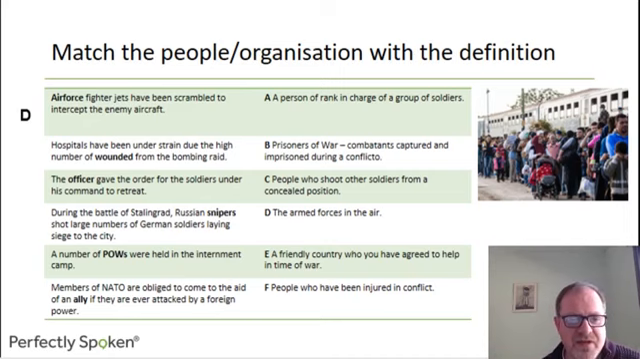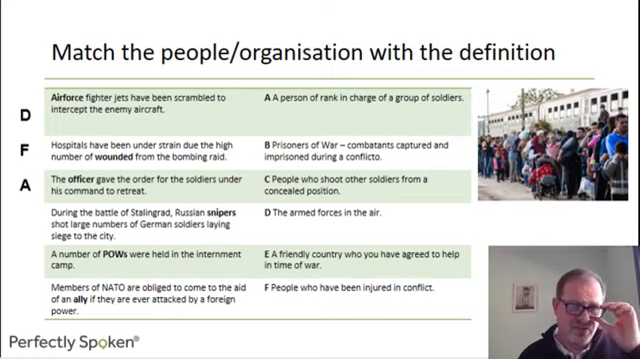Okay, hospitals have been under strain due to the high number of wounded from the bombing raid. Well, the wounded are people who have been injured in conflict, E. The officer gave the order for the soldiers under his command to retreat. An officer is A, a person of rank in charge of a group of soldiers. You can have majors, colonels, lieutenants, etc. These are all officers.